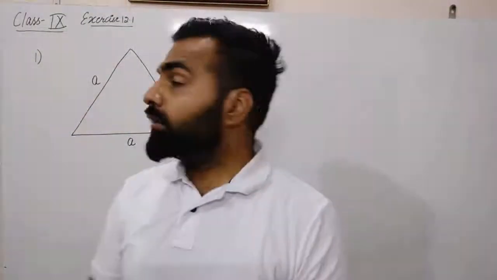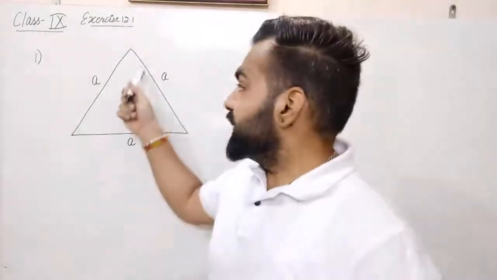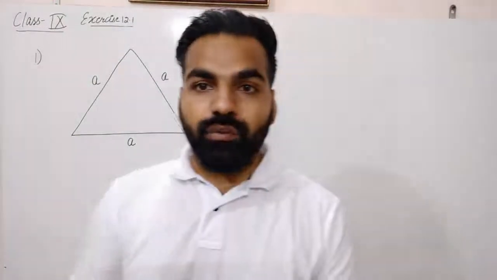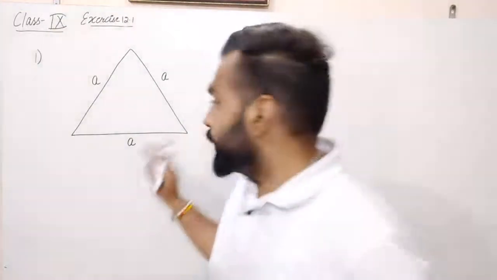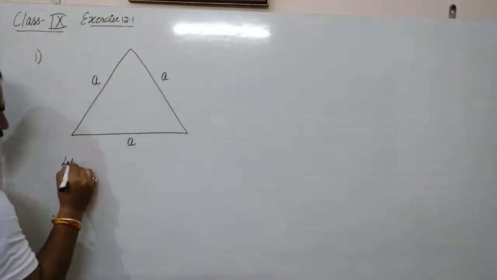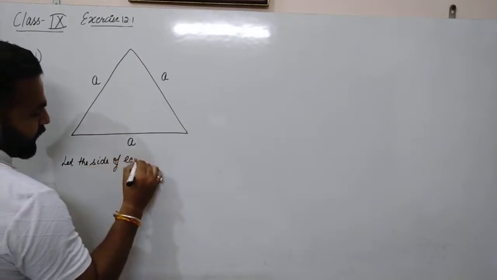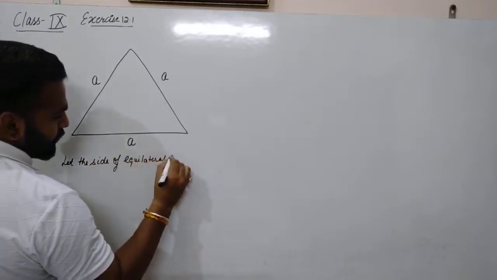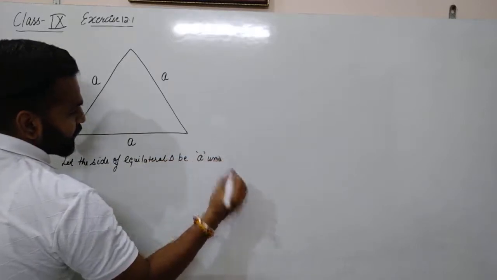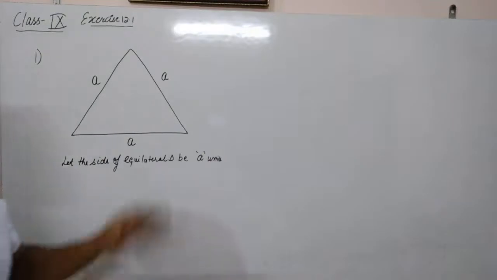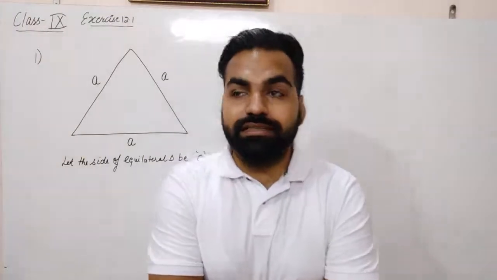It is given that there is a signal board on which school ahead is written, and this signal board is in the form of an equilateral triangle. So equilateral triangle in which all the sides are equal. So we will suppose let the side of the equilateral triangle be a. Clear everyone? So this is an equilateral triangle. We suppose that the side is a here.